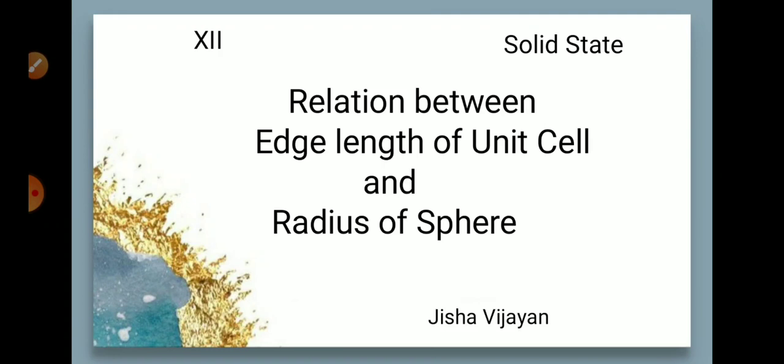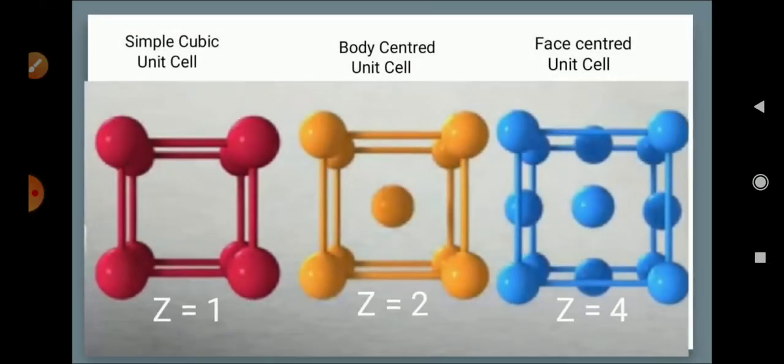Let us discuss the relation between the unit cell and the radius of the sphere. Here, the particles are considered to be spheres. So the radius of the sphere means the radius of the particles. As we have discussed already, unit cells are of three types: simple cubic unit cell, body centered unit cell and face centered unit cell. The number of particles in these are 1, 2 and 4 respectively, which we calculated in the previous videos.